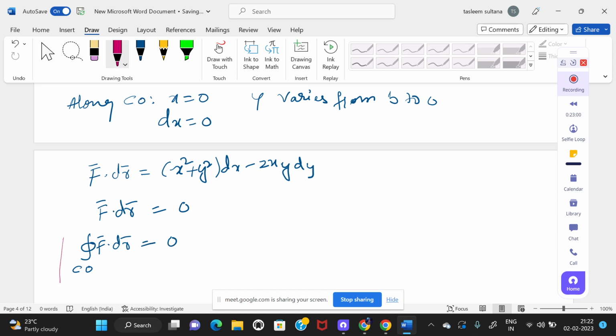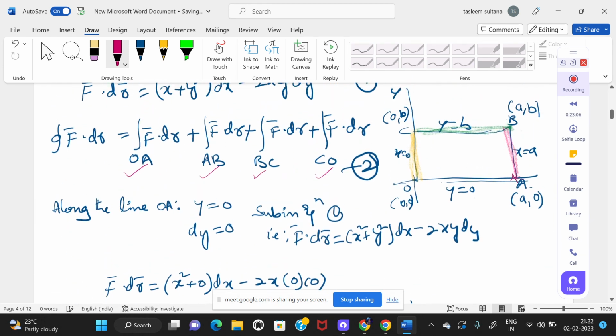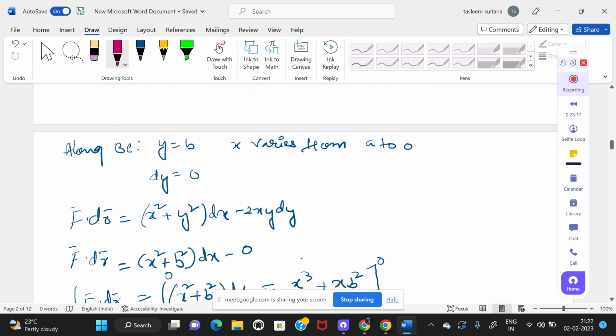Now you have to substitute all these values into your equation number 2. See, your equation number 2 is what? Here you have written that f vector into dr vector is your work done. Here you have to substitute all the values. Now one by one you tell me the values we got.